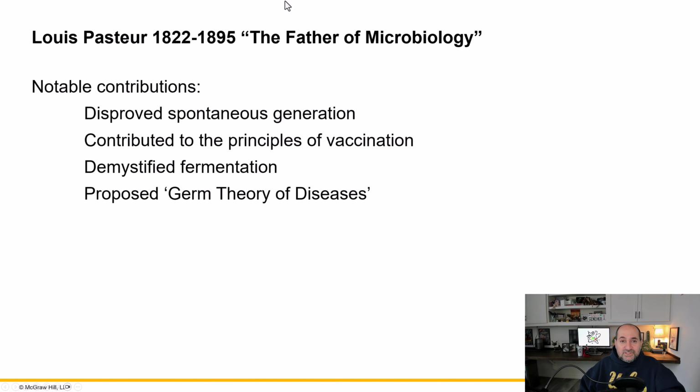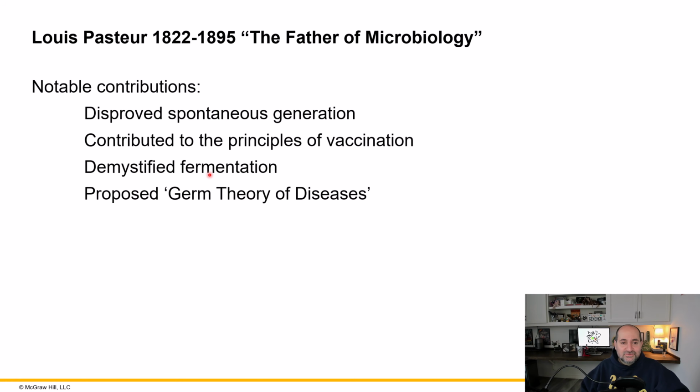So one of the fathers of microbiology, Louis Pasteur, in the mid to late 1800s, he was a rock star, an early pioneer in the field of microbiology. He made so many groundbreaking discoveries. Let me just list a few before I show you how he disproved spontaneous generation. He was the one who definitively disproved the concept of spontaneous generation. He contributed to the principles of vaccination, along with another scientist, Jenner.